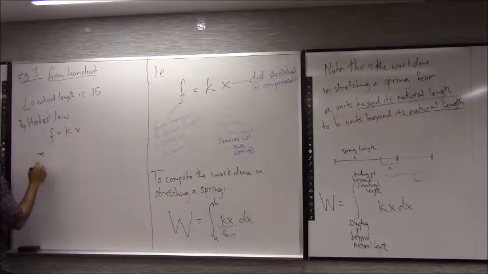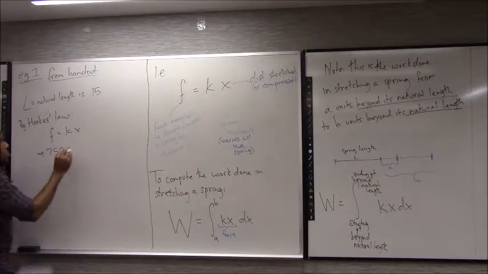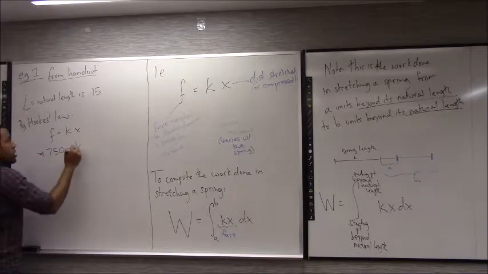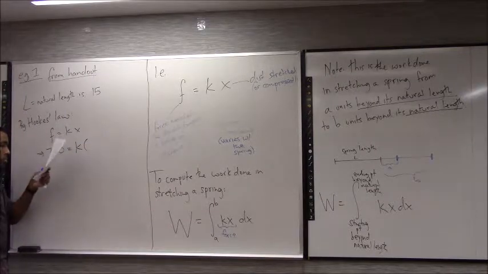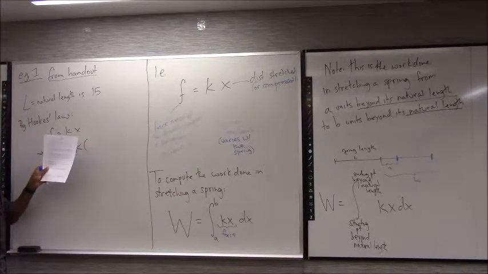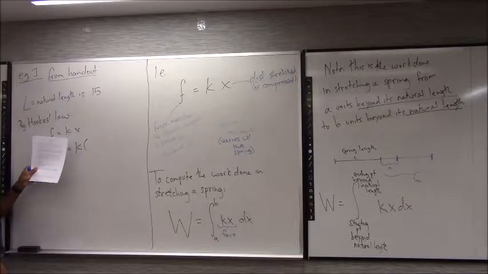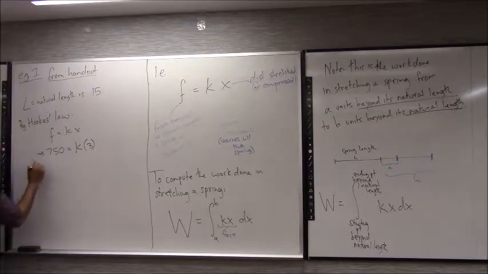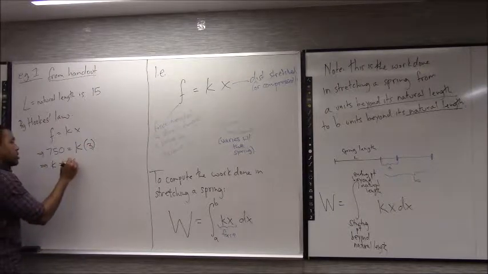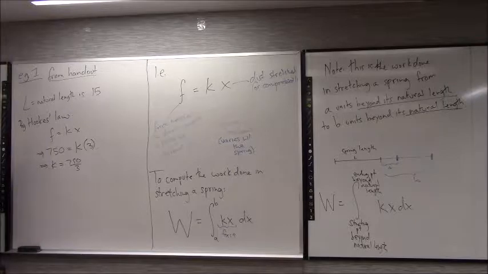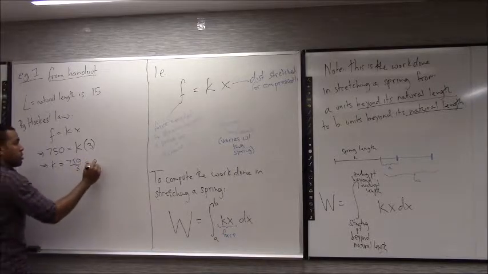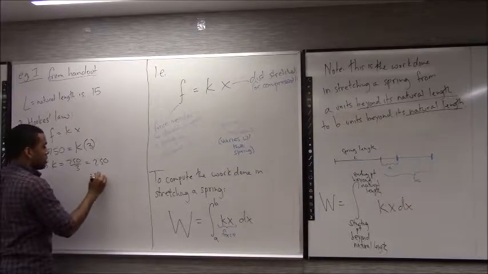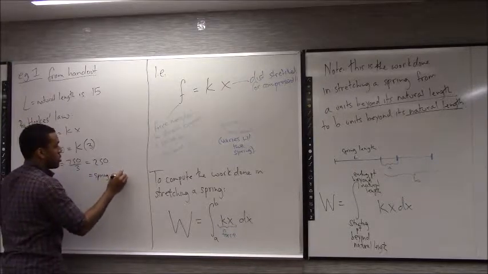This means that 750, that's how much force they told us is used, 750 pounds is needed to compress it to 12 inches, right? So what is the length that we've compressed it? 3. That gives you the spring constant for this particular spring, 750 over 3, which is what, 250? So this is the spring constant for this spring.